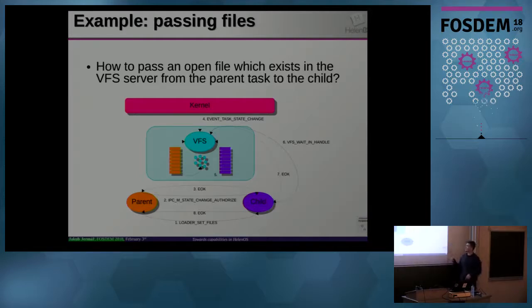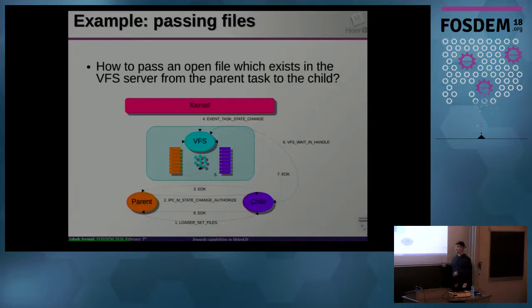You can see the whole process involves seven steps that result in the child process receiving a capability. I will briefly walk you through it, won't spend too much time on it. So basically the parent starts by telling the child, hey child, now I'm going to send you a file. And immediately afterwards it says, and now I'm using a kernel recognized IPC message method, IPC_M_STATE_CHANGE_AUTHORIZE. And the child says, OK. And when it says OK, both of them identify the common server. The kernel notices the positive reply to this message and sends an IPC notification to the VFS server.